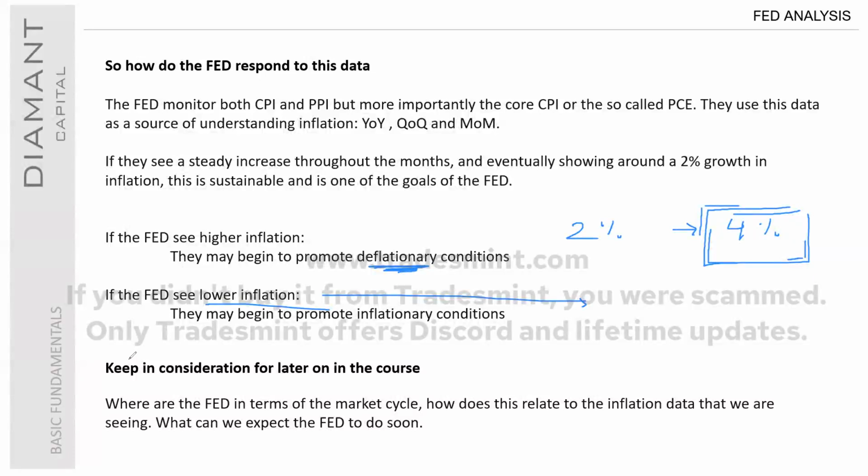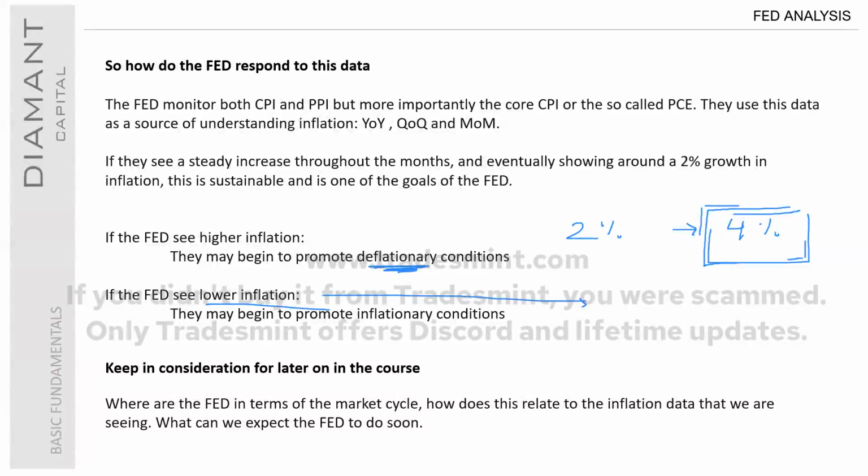All of this data is very important because we've got to understand where we are, so where the Fed are in terms of the market cycle. This is something that we're going to explore in more detail. But yeah, how does this relate to the inflation data that we are seeing? And therefore, what can we expect the Fed to do soon?